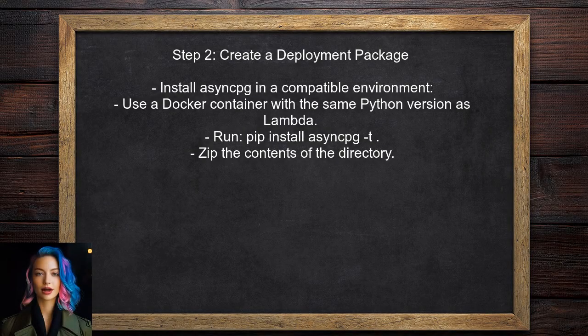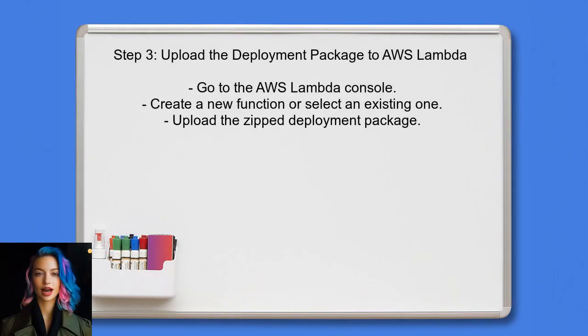Next, the user needs to create a deployment package that includes the Asyncpg library. This involves installing Asyncpg in a local environment that matches the Lambda execution environment. After creating the deployment package, the user should upload it to AWS Lambda. This can be done through the AWS Management Console or using the AWS CLI.